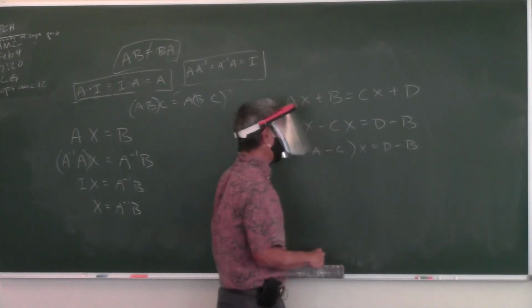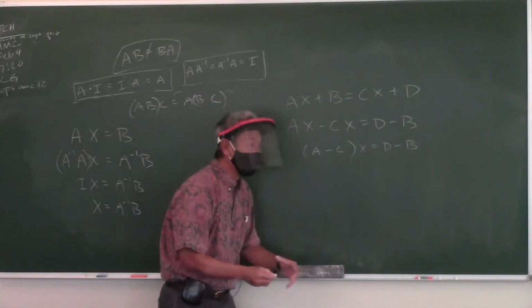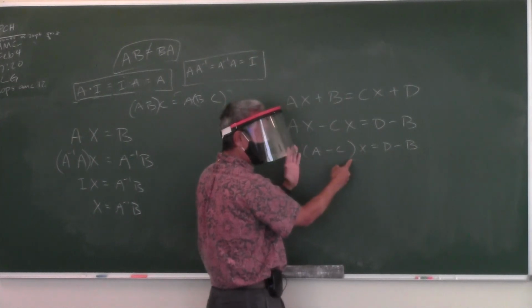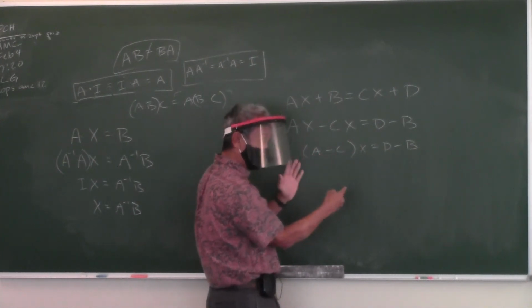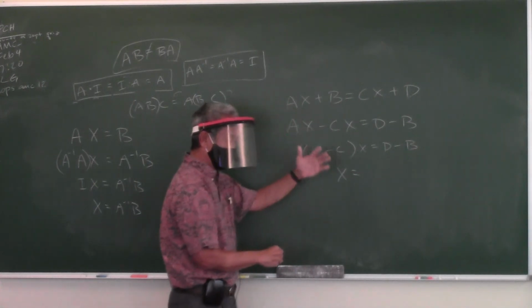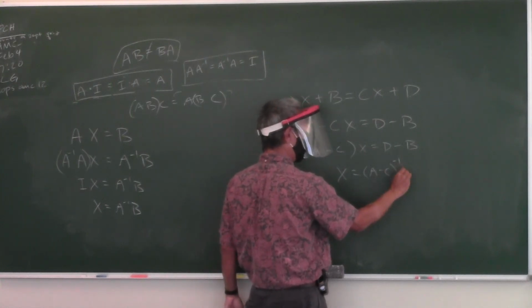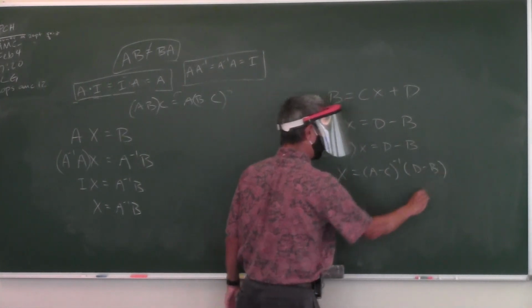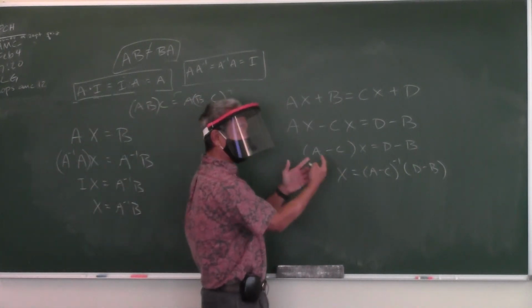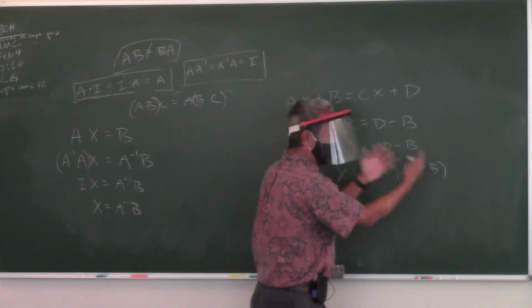Okay, how do I get rid of this A minus C? Divide both sides by A minus C? No, there's no such thing as division. So to get rid of this, you have to multiply both sides by (A minus C) inverse on the left. So without actually showing it, what's the answer going to be? (A minus C) inverse times (D minus B), and please put parentheses. So again, if you multiply something on the left on this side, you have to multiply it on the left on that side. And same thing, if it's on the right, you do it on the right.